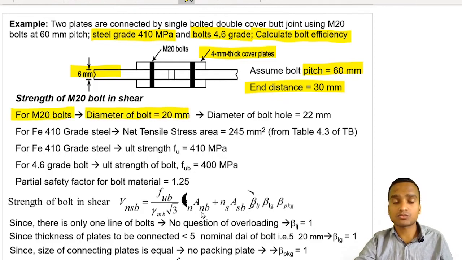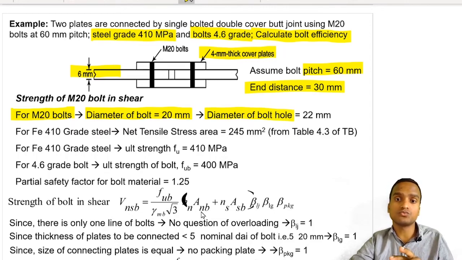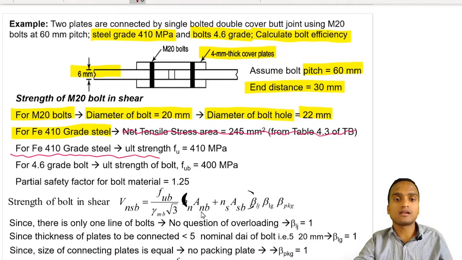As we discussed in the previous video, when we say M20 bolts, it means the nominal diameter of the bolt is 20 mm. So the diameter of the hole will be equal to the nominal diameter of bolt, 20 mm, plus 2, which is equal to 22 mm. Now the plate has the grade steel of Fe410. This value of stresses you need not consider much. For Fe410 grade steel, the ultimate strength Fu for the plate will be equal to 410 megapascal. This is Fu, the ultimate tensile strength for the plate, not the bolt.